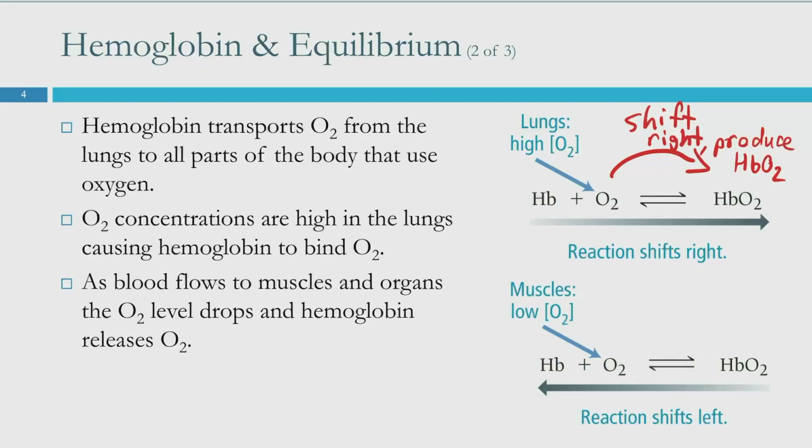And then that oxygenated hemoglobin, and some that's not, I'm sure, will get circulated around your body, and it'll find places like muscles, other parts of your body, that have low oxygen. And it will shift left, and release oxygen into your muscles and cells.